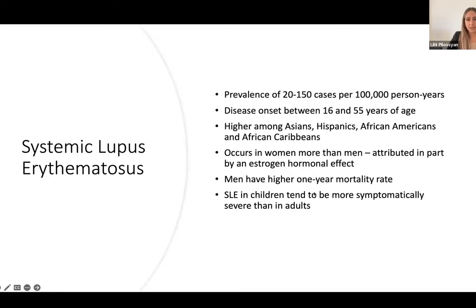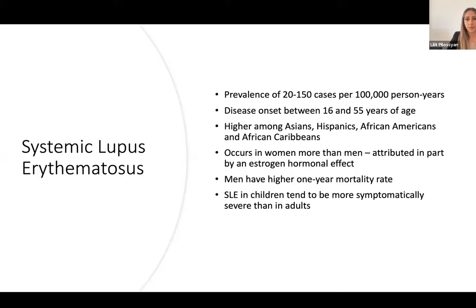So this patient has lupus, just a classic presentation of lupus, and with both clinical presentation and lab findings, she meets classification criteria for lupus. The prevalence of lupus is 20 to 150 cases per 100,000 person-years. The disease onset is usually a little bit younger than rheumatoid arthritis. It's 16 to 55 years of age. It's higher among Asians, Hispanics, and African Americans. And it occurs, again, more in women than in men.